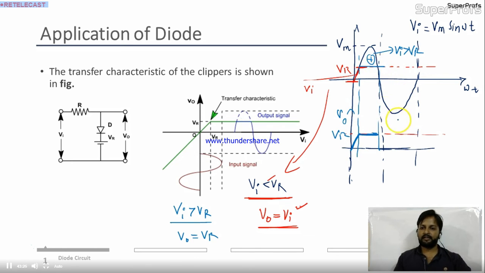Now for this entire thing, it will be the same as input, because this entire thing is Vi less than Vr. For Vi greater than Vr, the output becomes Vr, and for the remaining part, the output is equal to Vin. So this is your output. You clipped this much portion of the input waveform, and this is what you are getting at the output. I hope this is pretty clear to you. We'll see some problems, so all your doubts will be cleared.